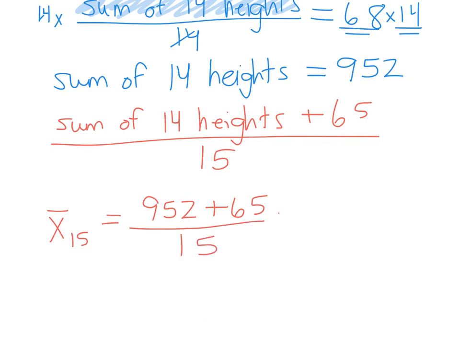Let's put that in our calculator. Order of operations. Maybe you need to put your numerator in parentheses for that. But we get 67.8. What's full credit? What are the units? Good. Inches. And that's that.